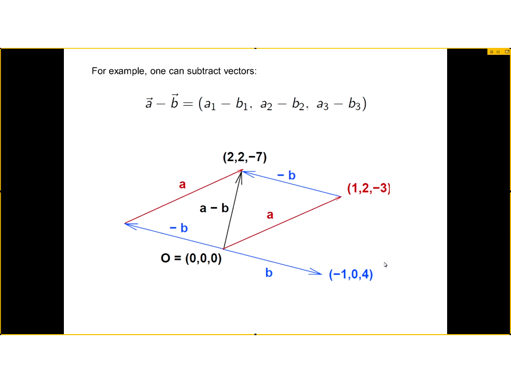For example, one can subtract vectors. We have two vectors, a minus b, and we are going to subtract them. So each element, the ith element, we subtract ith from ith, jth from jth, and kth from kth. This is the criterion by which we can subtract two vectors.